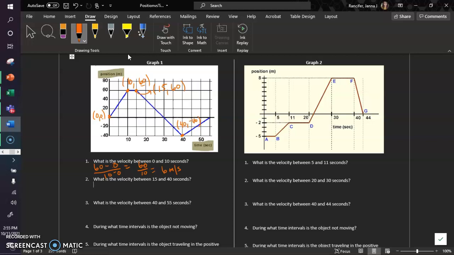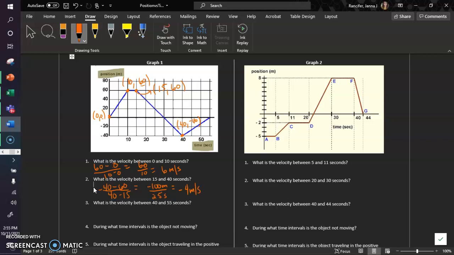So just like before, we're going to do y2, that's negative 40, minus y1, that's 60, over x2, that's 40, minus x1, that's 15. Negative 40 minus 60, that's negative 100 meters up top, divided by 40 minus 15, that's 25 seconds on the bottom. So this is a velocity of negative 4 meters per second.